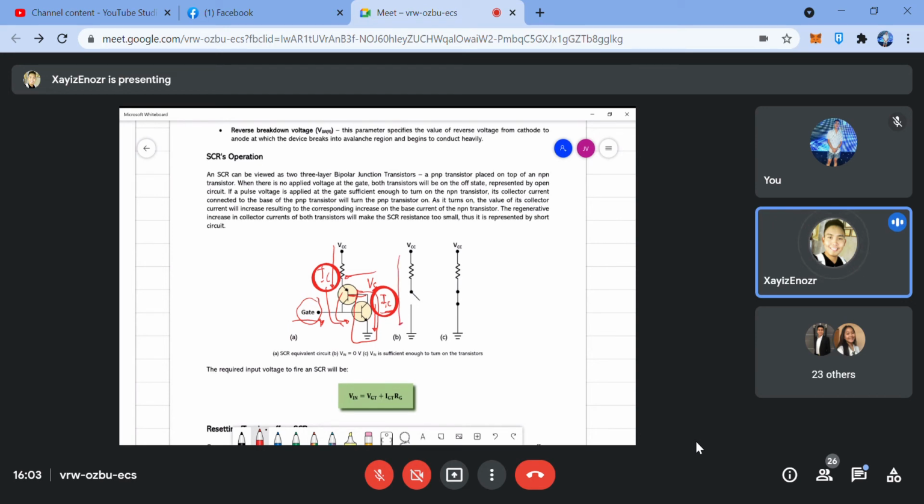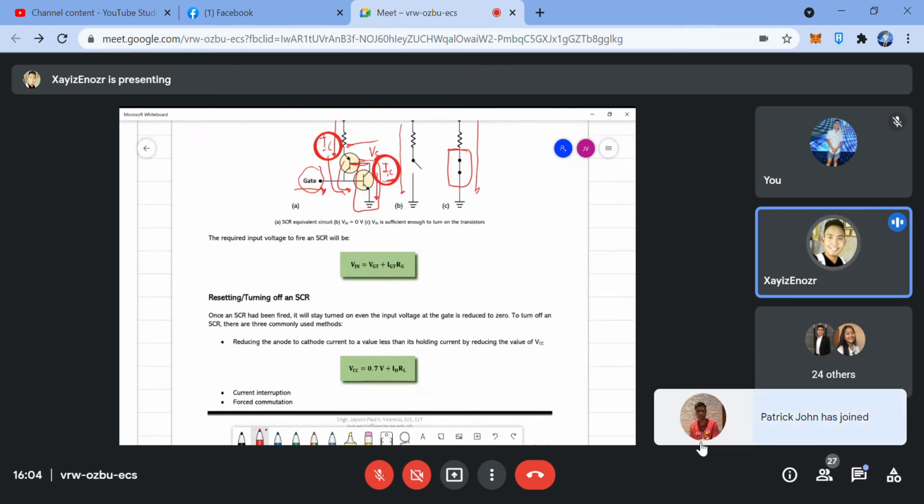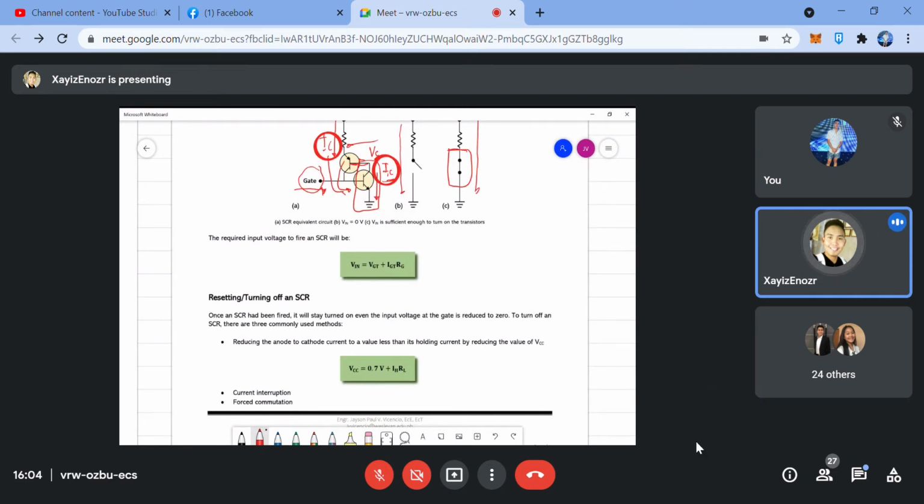Yan. Sabihin, magko-conduct na yan. Ito, represented by short circuit. So, ganun yung operation ng SCR. Okay, isipin nyo na lang. For example, yung gate ng SCR, maglalagay ka doon ng certain amount ng voltage para mag-switch yung SCR.